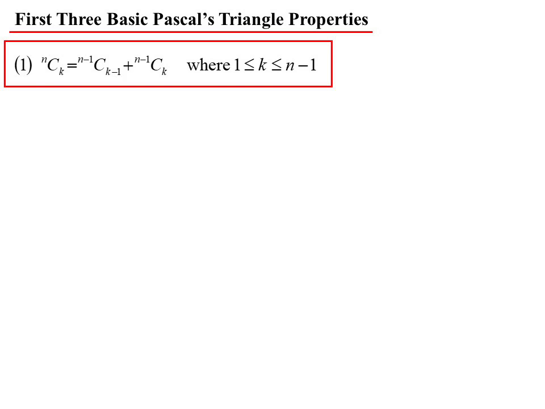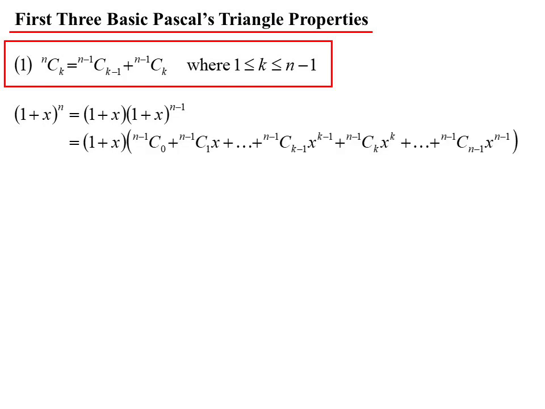We can prove it like this. (1 + x)^n would be (1 + x) times (1 + x)^(n-1). But (1 + x)^(n-1) I can now expand out: (n-1)C0 + (n-1)C1 x, and so on and so on. Somewhere in the middle there would be these two terms: (n-1)C(k-1) x to the power of k-1, and (n-1)Ck x to the power of k. So they're in there.